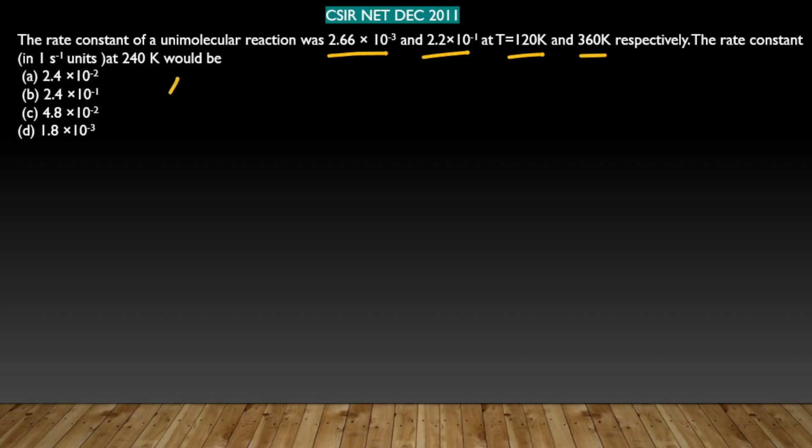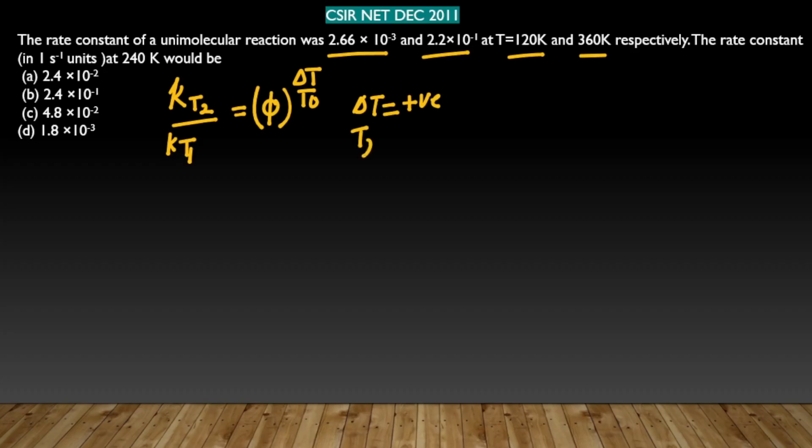So we know that the rate constant at the other temperature, T2, upon the rate constant at the first temperature, T1, is equal to phi raised to the power of delta T by 10. Here the delta T value should be positive, which is T2 minus T1. This is going to be positive, which means the T2 that you keep will be greater than T1. Okay.